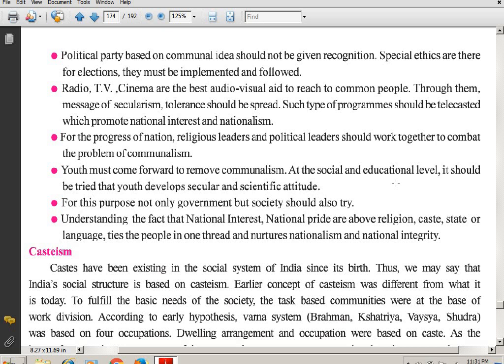Okay students, I am going to stop over here. This 4-mark question you will have to learn by heart. We shall study about casteism tomorrow.